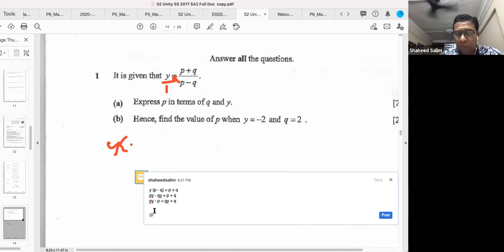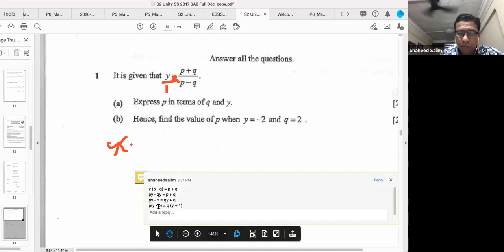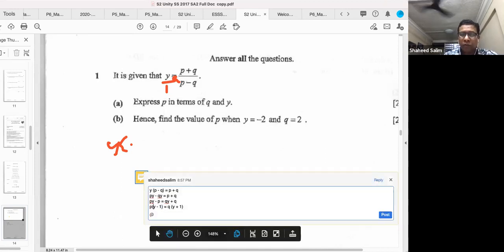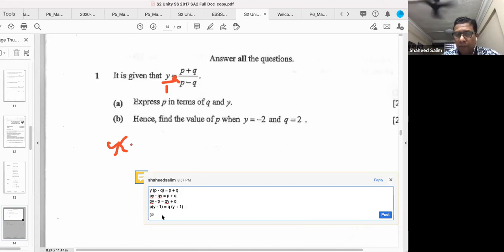Okay, so now I'm going to simplify this. I'm going to factorize this. I take the P because P is common. Open bracket, y minus 1, equals to, again, Q is common over there. So I put y plus 1. So not y minus P, y minus 1. Okay, just for you to see, P times y is Py. P times 1 is P. Can you see? Q times y is Qy. Q times 1 is Q.